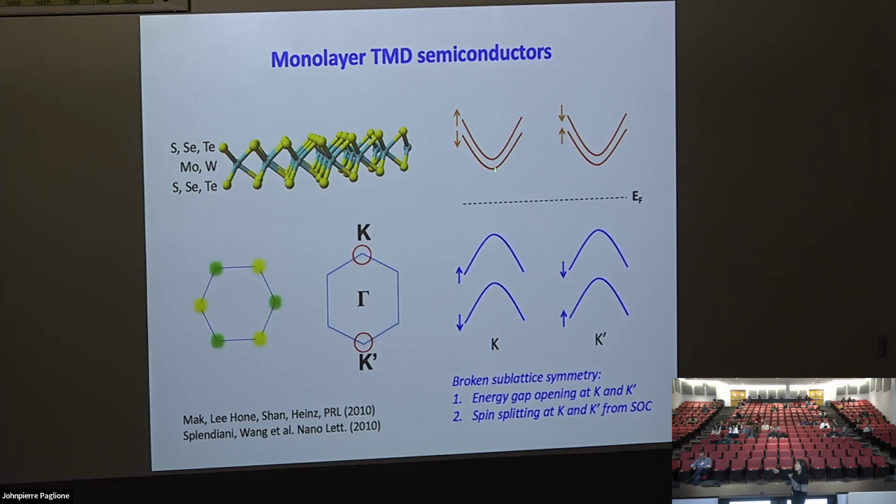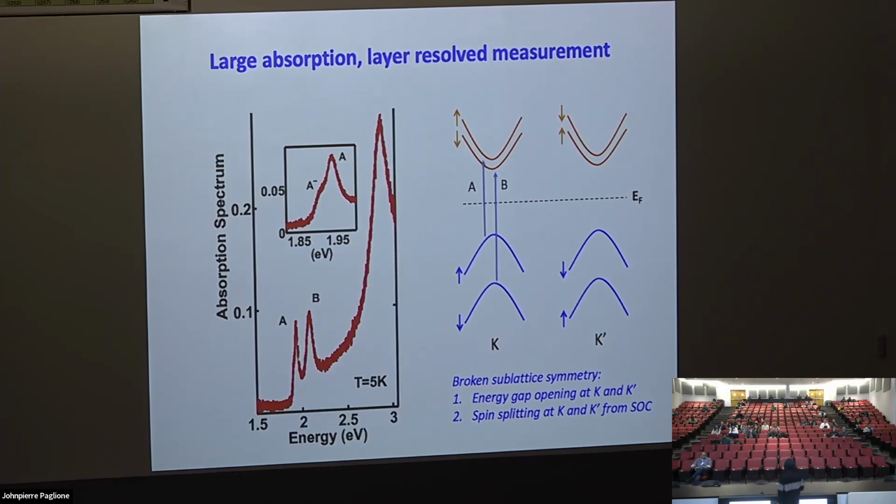Because it's a direct bandgap semiconductor, you can have very strong interaction with light. Let's take a look at some measurements. This is a spectrum I borrowed. I should have put a reference here. This is the absorption spectrum of molybdenum sulfide on top of some transparent substrate. The y-axis is absorbance and the x-axis is the photon energy.